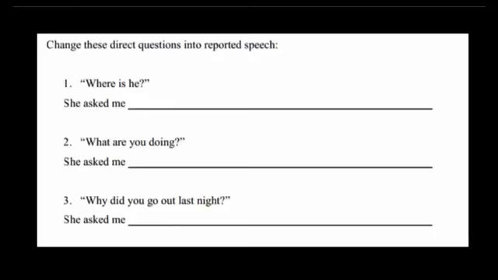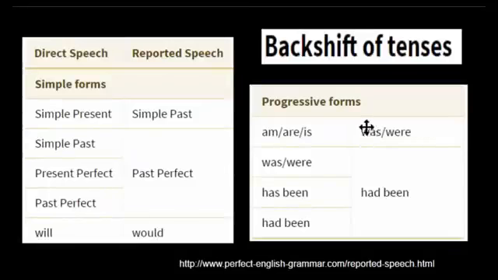Here's some things we'll be working on. Where is he? She asked me where he was. We're going to use backshifting. What are you doing? She asked me what I was doing. Okay, remember we're doing backshifting. Is changes to was.